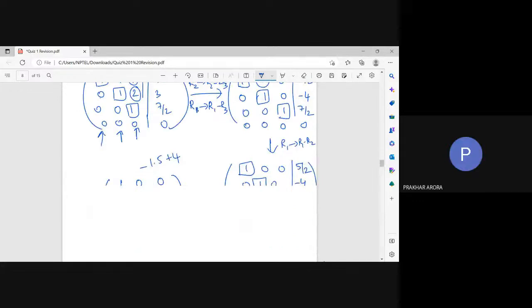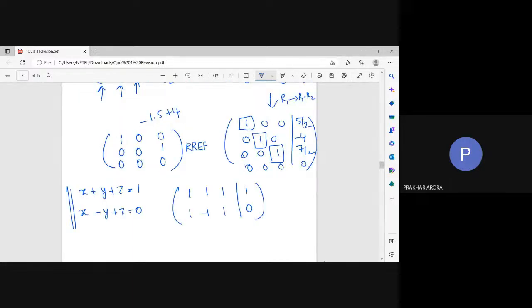In this recent example where all the elements of column 2 are 0, what will be the value of y? It's an independent variable, right? Because there is no pivot in that column, so we can take any value of y. You can choose any value for y. How many solutions will a system having a coefficient matrix like this have? Actually, I think unique. No, why unique? You can choose any value of y. Infinite solutions.